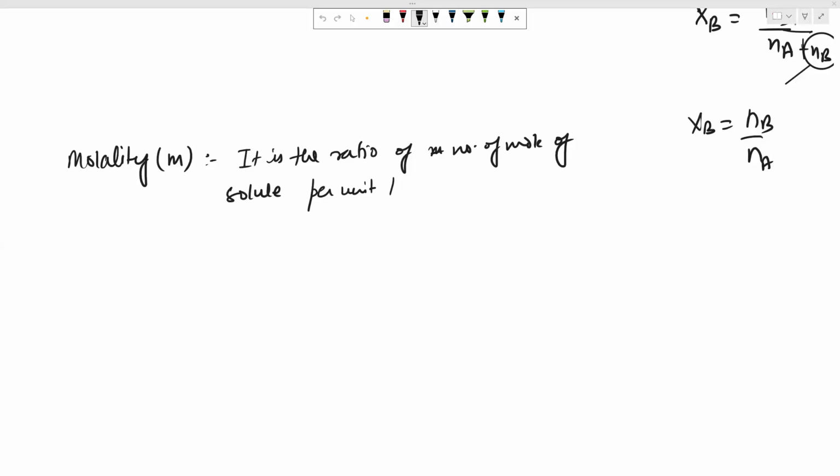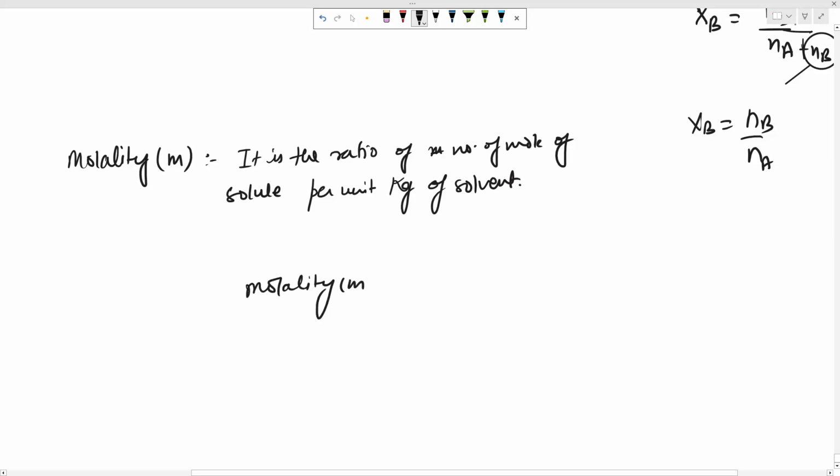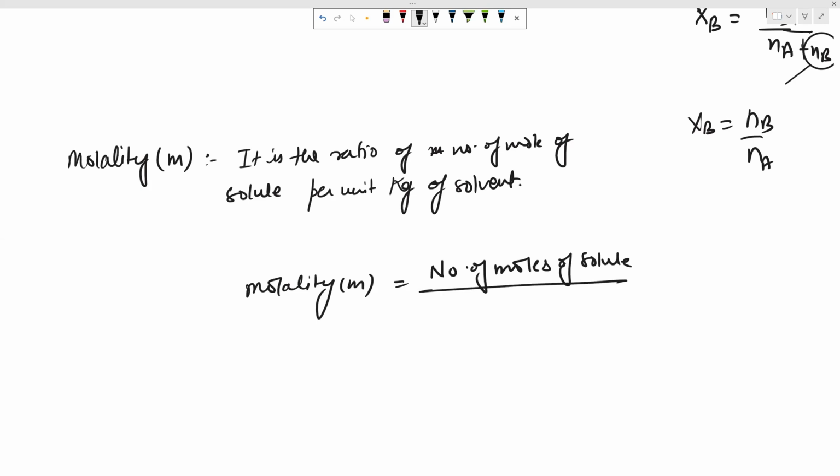So it is the ratio of the number of moles of solute per unit kg of solvent. We have to mention here solvent, per kg of solvent. So molality, small m, can be defined as number of moles of solute divided by mass of solvent in kg.